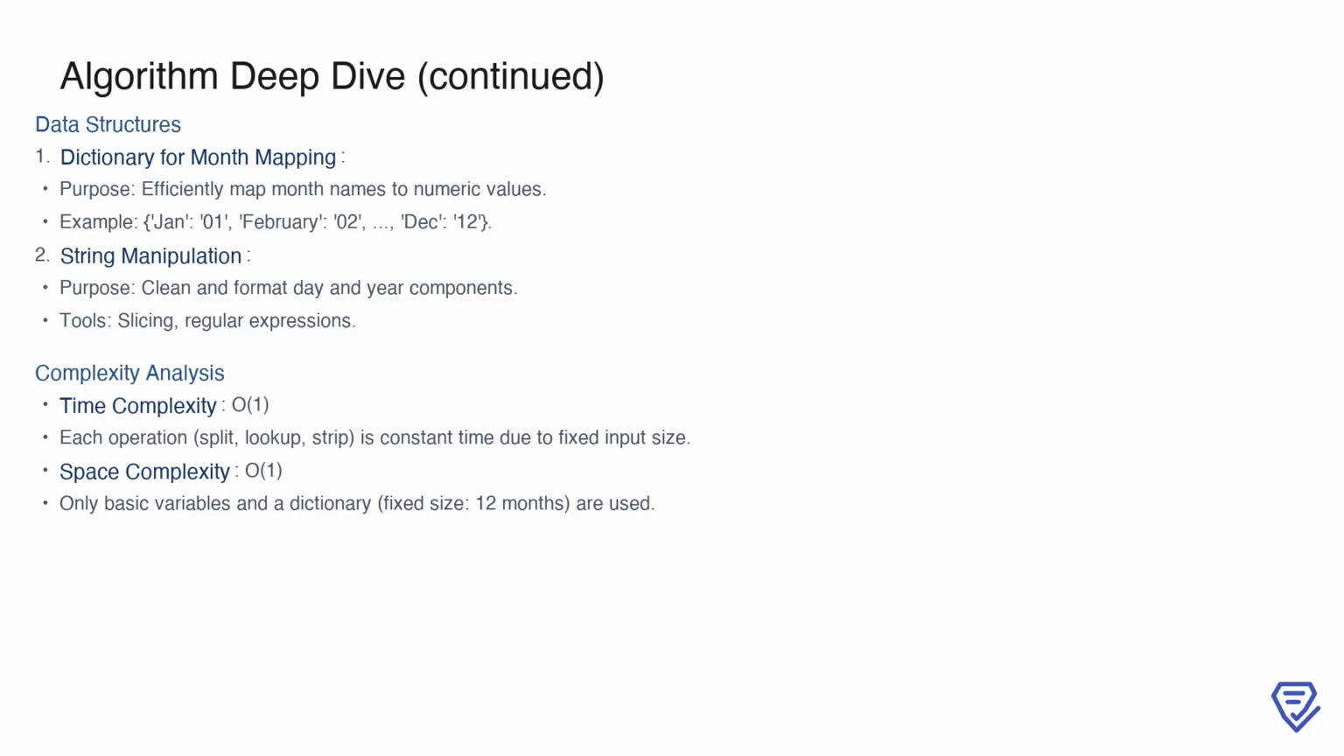When analyzing the complexity of this solution, the time complexity is O(1), as all operations, including splitting strings, dictionary lookups, and simple manipulations, are constant time due to the fixed size of the input. Space complexity is also O(1), because we only use basic variables and a dictionary of fixed size containing 12 months.